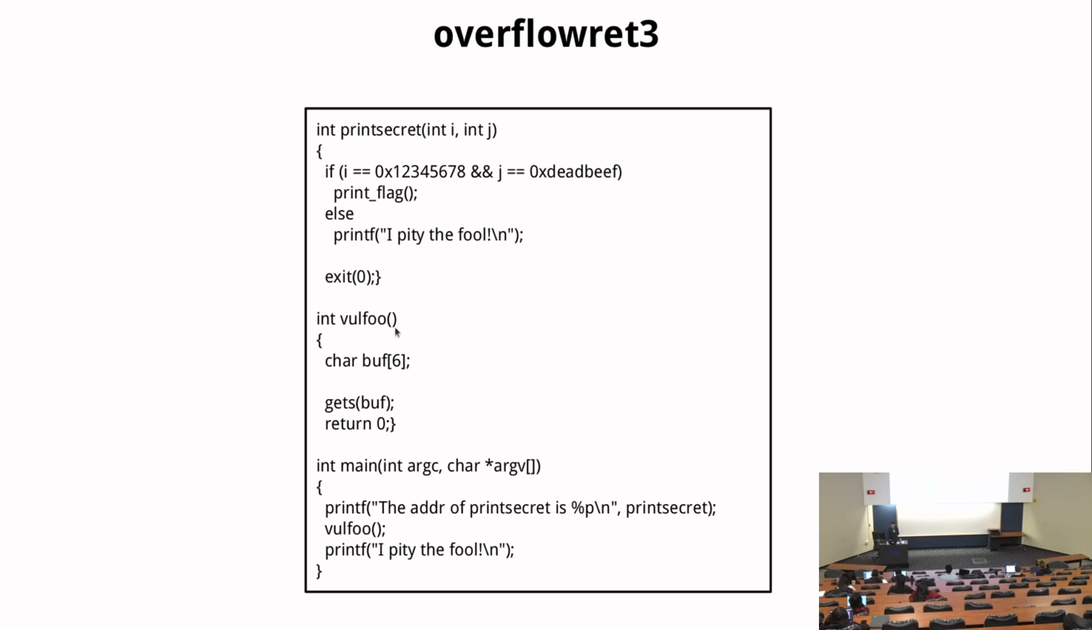Your goal is to overwrite the return address on the stack of the vulnerable function foo and return it to the beginning of print secret.